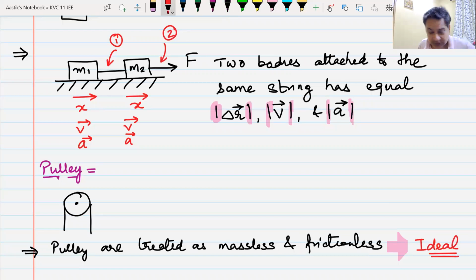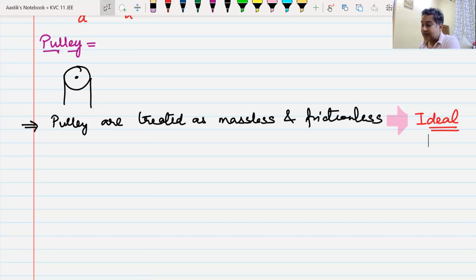We will come across pulleys which have got mass in some questions in this chapter, but we will never come across a pulley which has got friction, because a pulley which has got friction will come in the chapter on rotation. Now, what is the function of this pulley? Pulleys are a means to change the direction of motion.